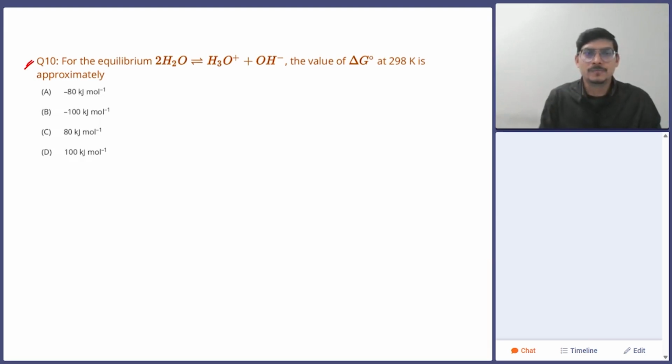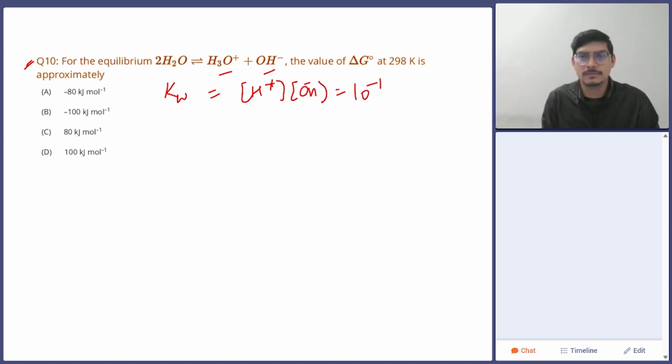Question number 10. So if you look carefully, this is nothing but the dissociation of water into H plus and OH minus. This is basically the ionic product of water, right? So when water dissociates into H plus and OH minus, this is Kw, which is the ionic product of water. And for simplicity, I can just write it like H plus and OH minus. This is 10 raised to the power minus 14, the ionic product of water at 298 Kelvin.